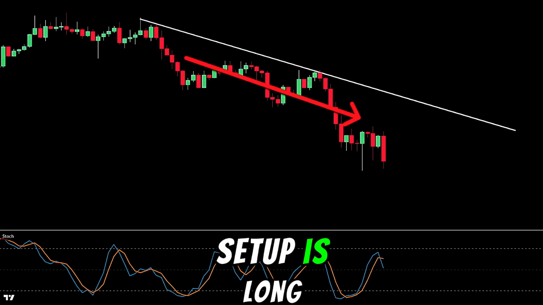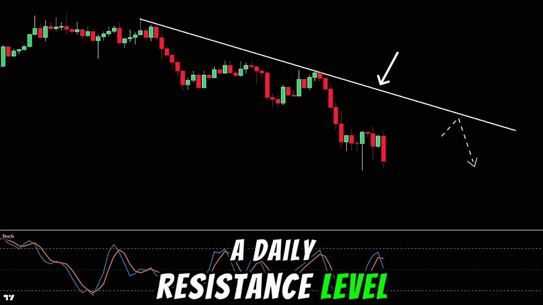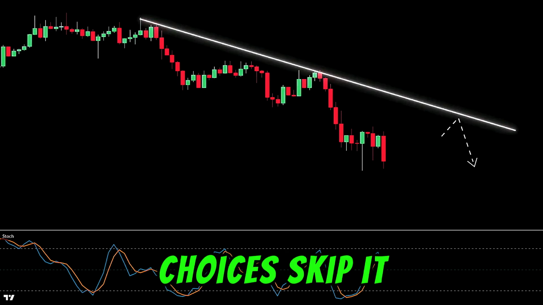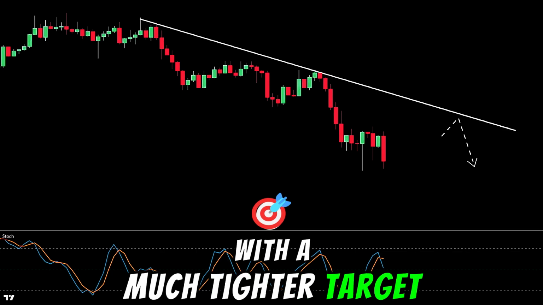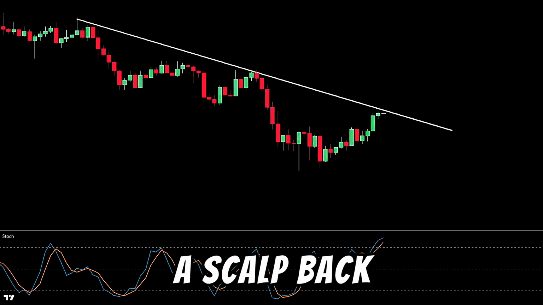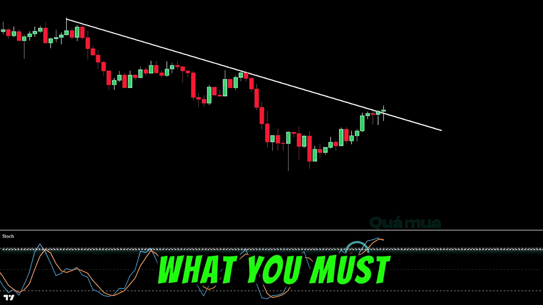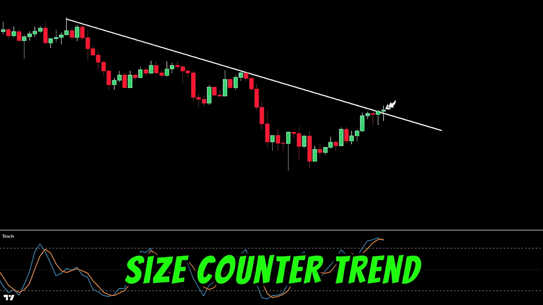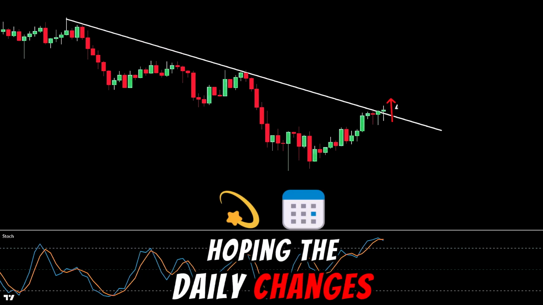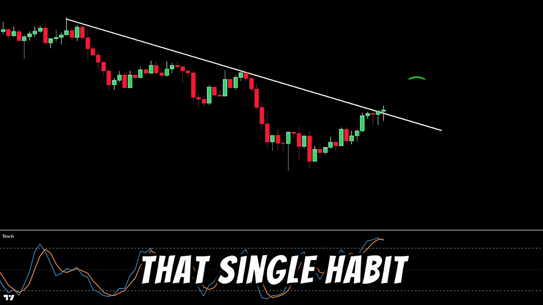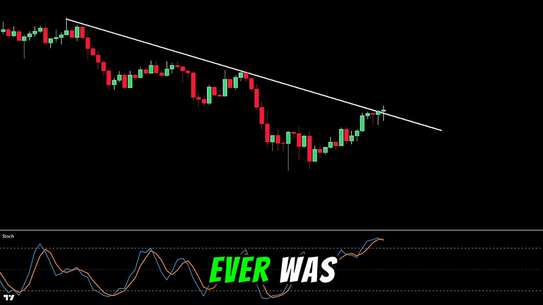If your hourly setup is long and the daily trend is clearly down into a daily resistance level, you have 3 choices. Skip it, take it at half size, or take it with a much tighter target. Treat it as a scalp back to the nearest minor level rather than a swing. What you must not do is take a full-size counter-trend position and then hold it, hoping the daily changes its mind. That single habit is responsible for more blown accounts than any bad entry ever was.